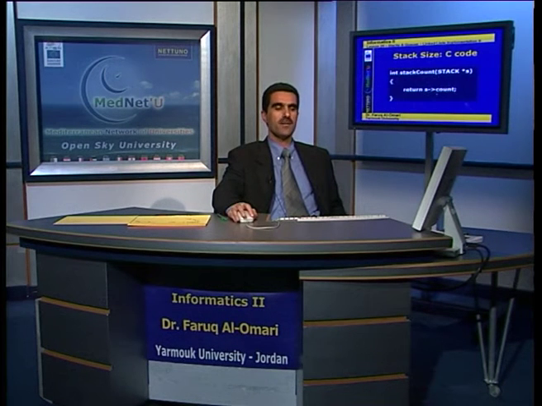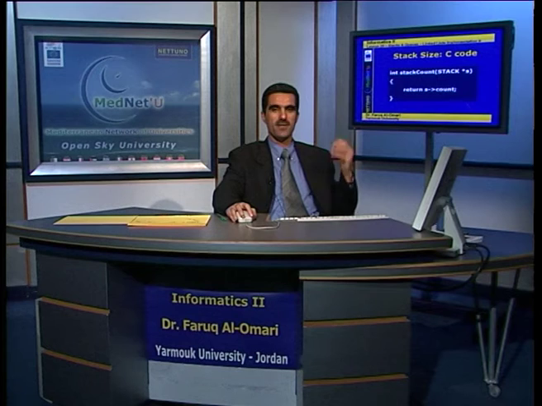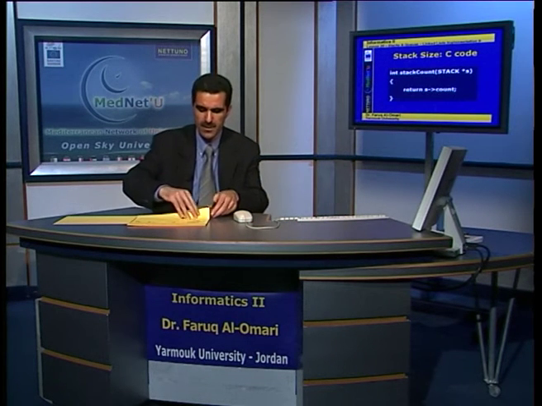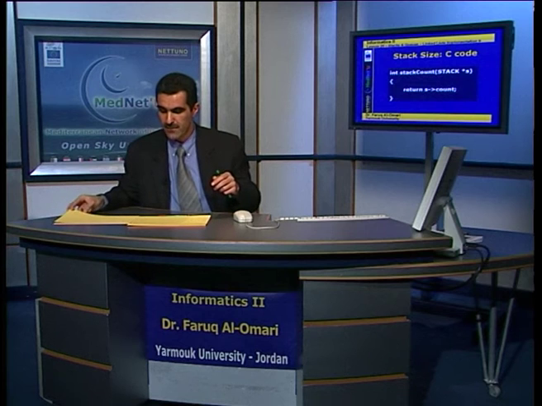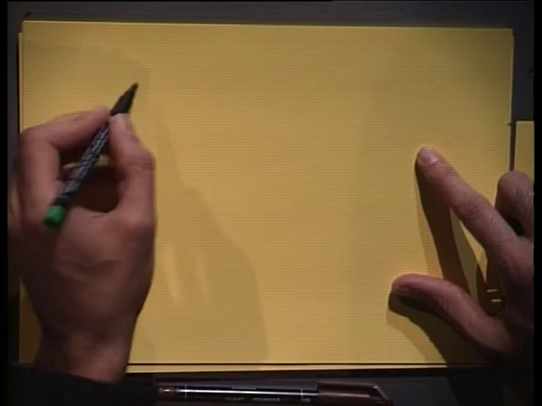Well, the implementation is very simple because I'm assuming here that I'm using the structure I defined for a stack, and in this structure I basically have this count entry. So just return S arrow count, and that contains the number of entries, and that tells me the size of it. However, if I don't have this count variable in the structure, then I need to do something like this. I need to define a variable of type stack node.